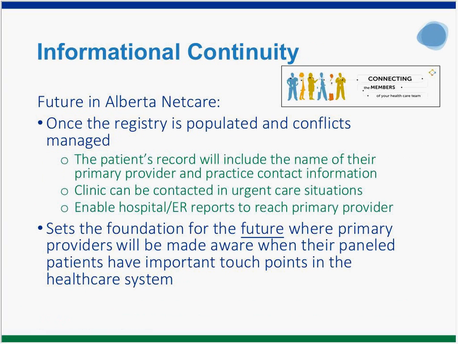Thanks. And Heidi, let's talk about informational continuity. So to talk about the benefit currently, and some of the benefits I'm going to talk about are yet to come, but once the registry is populated and conflicts are managed, then the patient's record in NetCare is going to have the name of their primary provider and their practice contact information. And also we will work with ConnectCare to ensure that this information is available to docs working with NHS as well. So the clinic can be contacted in urgent situations.